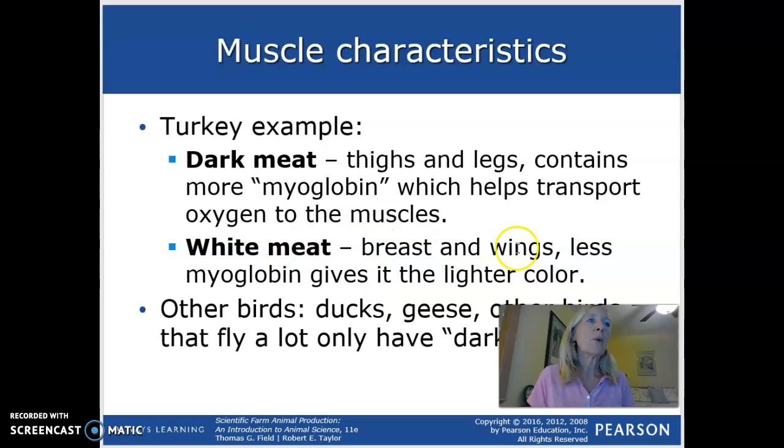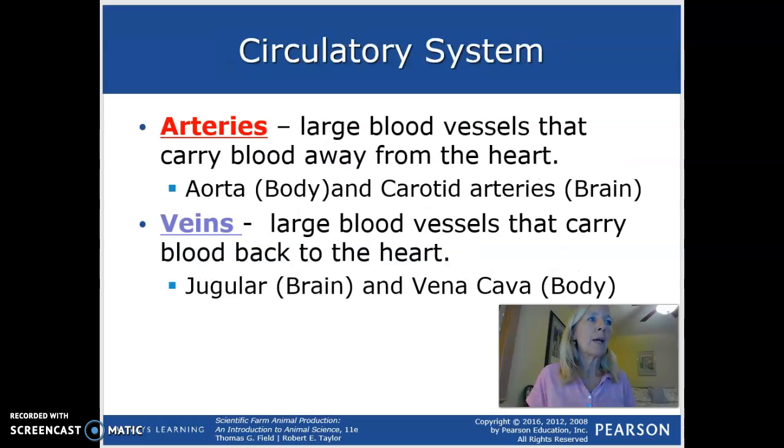And humans, we like the breast meat because it's low in fat and calories, and it tastes good and can be used in a lot of different ways. So the next body system is a circulatory system.